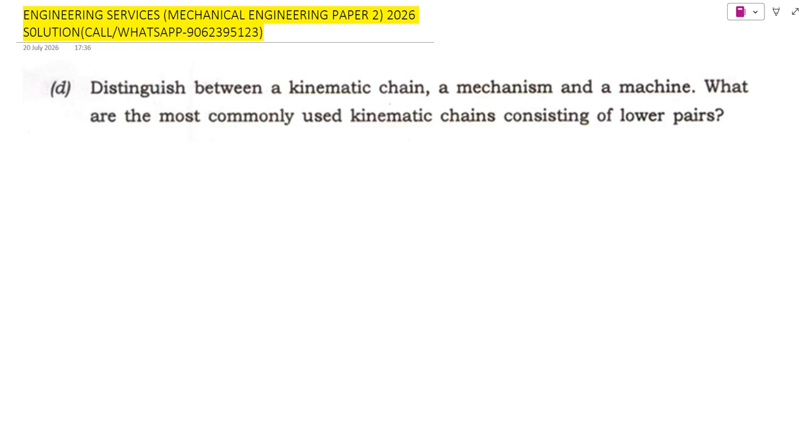Today's question is: distinguish between a kinematic chain, a mechanism, and a machine. And what are the most commonly used kinematic chains consisting of lower pairs? Now, this is a very standard ESE question. If you understand the hierarchy of these three terms, you can answer many objective as well as descriptive questions. So I always tell my students to remember one simple sequence.